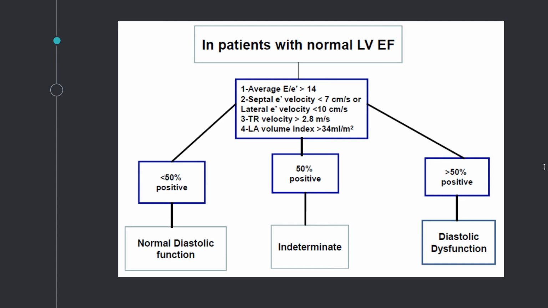The challenge is what to do with the middle. So let's say you have someone who comes in with a TR jet that is more than 2.8 or LA volume index more than 34, so then you're in the middle of that. Or more commonly you have LA volume index more than 34, where it's like 35, 37, 38, somewhere around there. And then you have the septal E velocity is low, and then it's one of the two, or lateral E velocity is low, then you fall in the indeterminate.